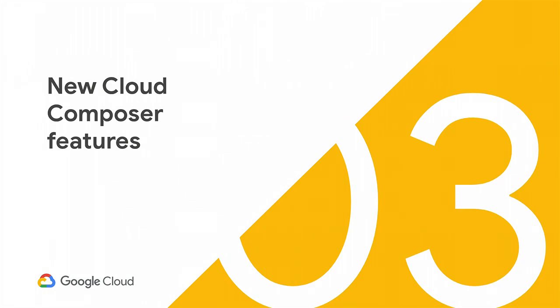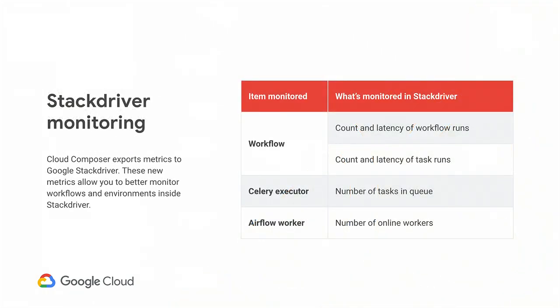So something that we've heard a lot from our customers is how can I monitor my environments to make sure that they're up and running and healthy and making progress on DAGs, as well as determine whether or not I've provisioned enough resources for my environment to make progress, or to handle the workload that I'm throwing at it. And so to answer that question, the Composer data plane is now exporting metrics into Stackdriver.